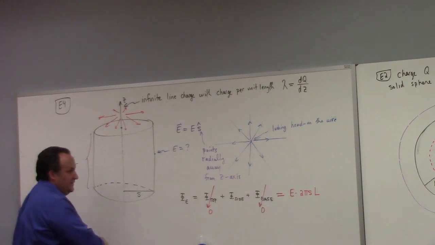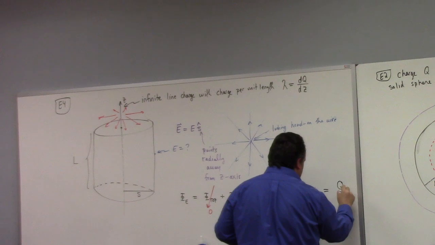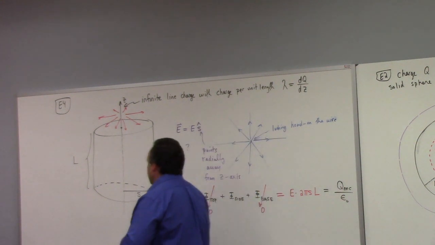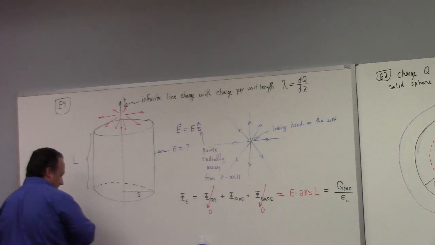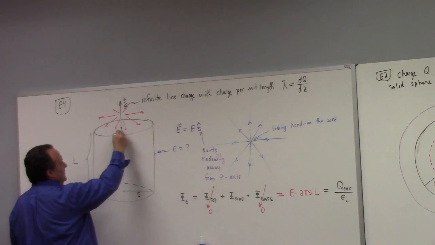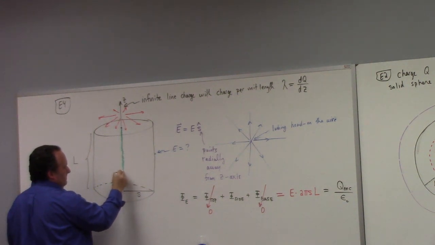Gauss's law says that this must be equal to charge enclosed divided by epsilon naught. What is the charge enclosed here, though? We're talking about this part, right? The charge is like here, right?